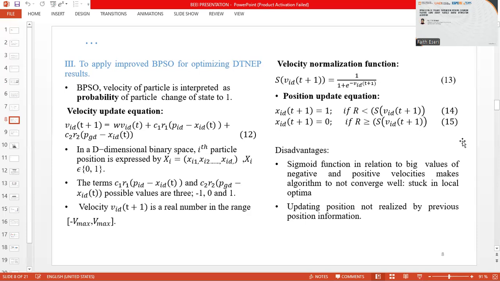position update. The disadvantage of this original BPSO is the sigmoid function in relation to big values of negative and positive velocities. They make the algorithm not converge very well, so they tend to get stuck in the local optima. And when you're updating the position, realize that the previous position information is not used, as seen in equations 14 and 15.